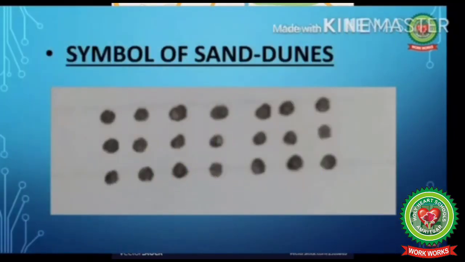Next is sand dunes. Students, this is the symbol of sand dunes. Sand dunes are the hills of sand. Sand dunes on the map are shown with the dark brown color. These are formed due to wind deposition in the desert region.